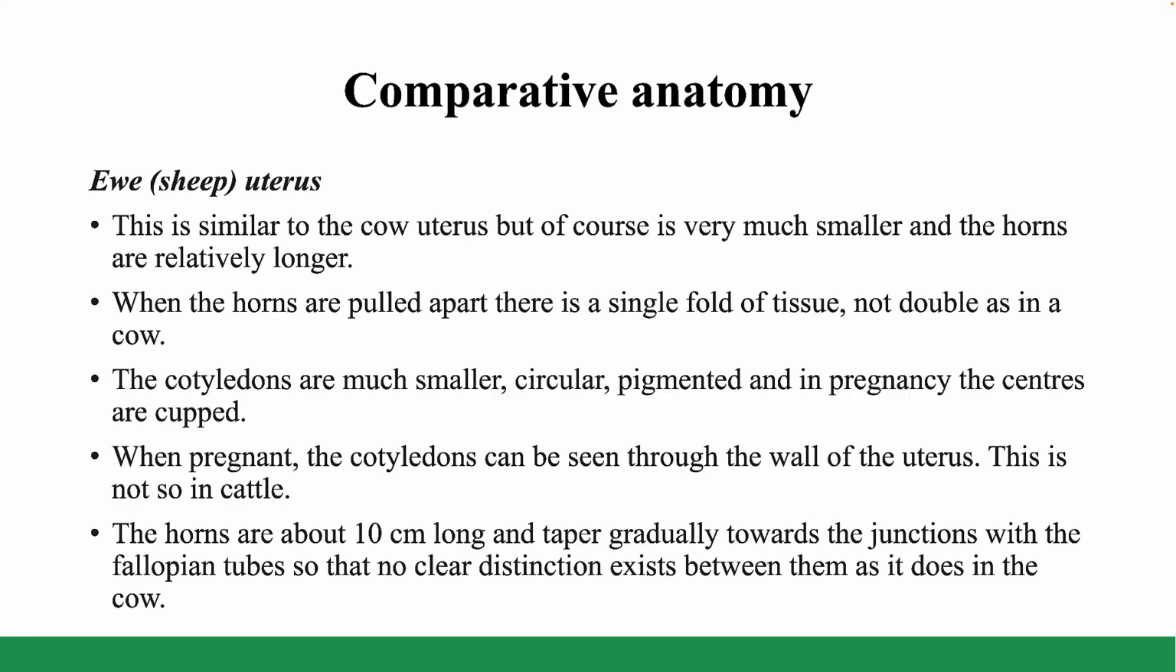And for the sheep or the ewe, it is similar to a cow, but when the horns are pulled apart, here we can see a single fold of tissue, not double. The cotyledons here are much smaller, and when pregnant, cotyledons can be seen through the wall of the uterus.